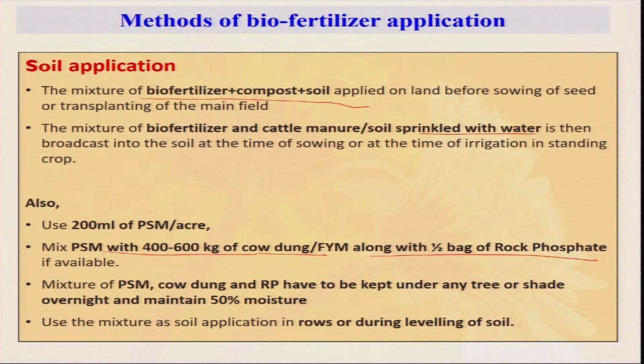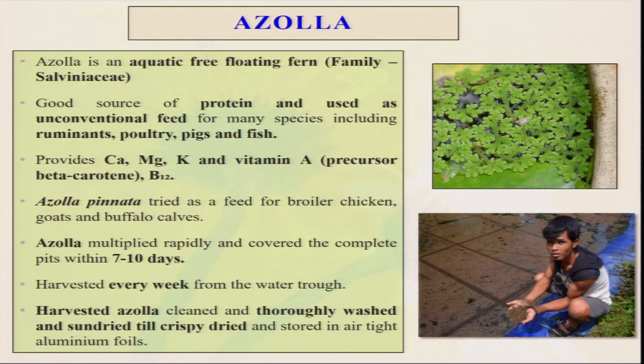There are different types of rock phosphate, Mussoorie rock phosphate, Purulia rock phosphate, and if we give some type of phosphorus solubilizing mycorrhiza along with this, then there is a chance the process of making this phosphorus easily available will be faster. This is azolla, I have already told.